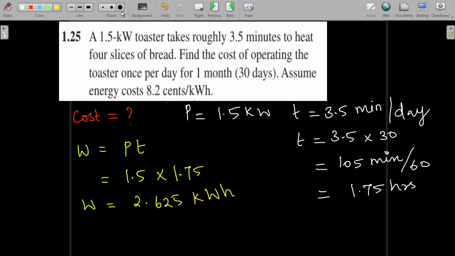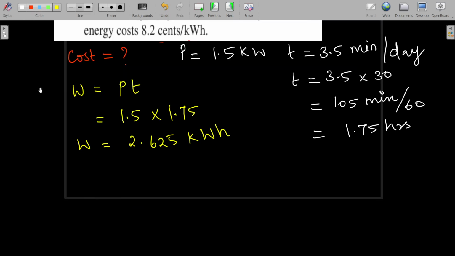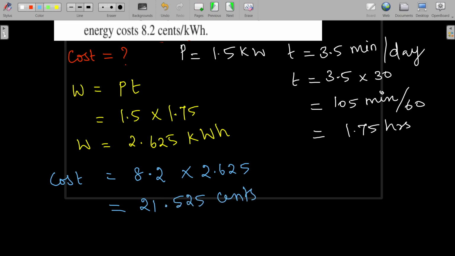But what is the cost for consumption? The consumption is given as 8.2 cents per kilowatt hour. So now we can calculate the cost. So cost is equal to 8.2 cents per kilowatt hour multiplied by this 2.625 kilowatt hour, that would give you the cost. So this is equal to 21.525 cents. So this is the cost.